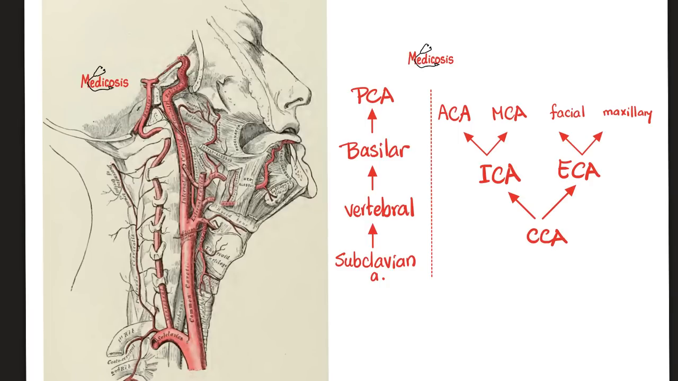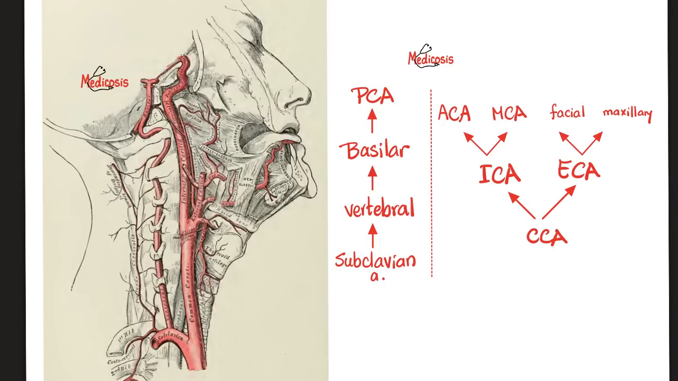From the subclavian artery, we see this vertebral artery. You see it passes through the foramina transversarium of C6, C5, C4, C3, C2, and C1. But it does not pass through C7's transverse foramen. The anterior circulation of the brain is supplied by the internal carotid, whereas the posterior circulation of the brain is supplied by the vertebral artery.